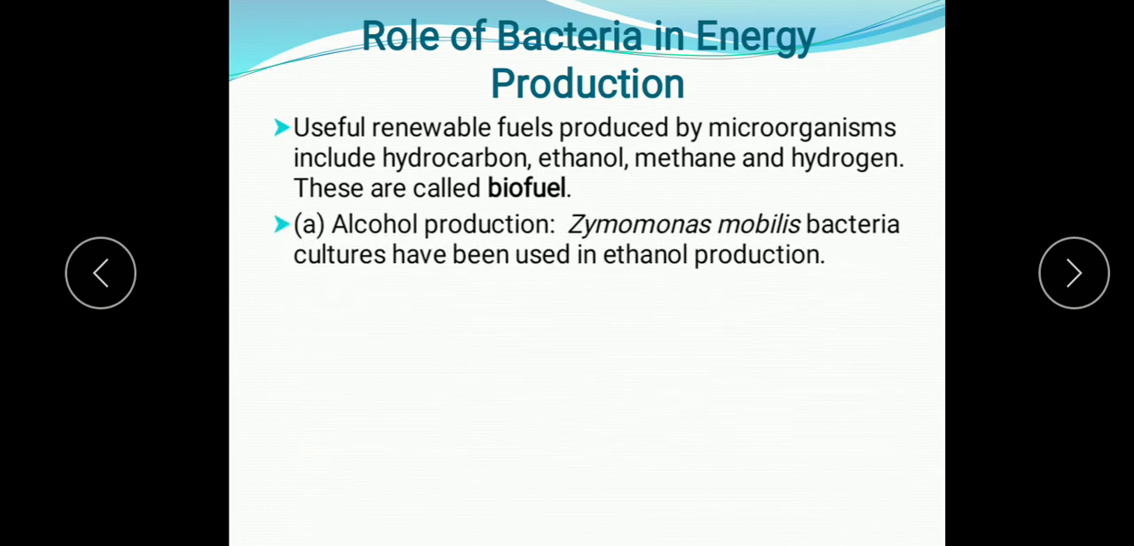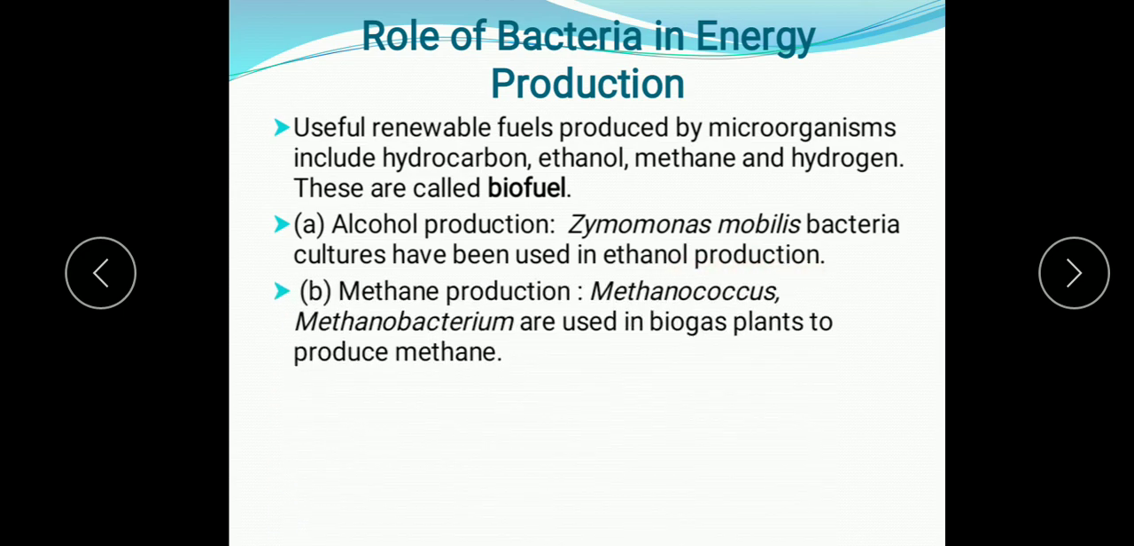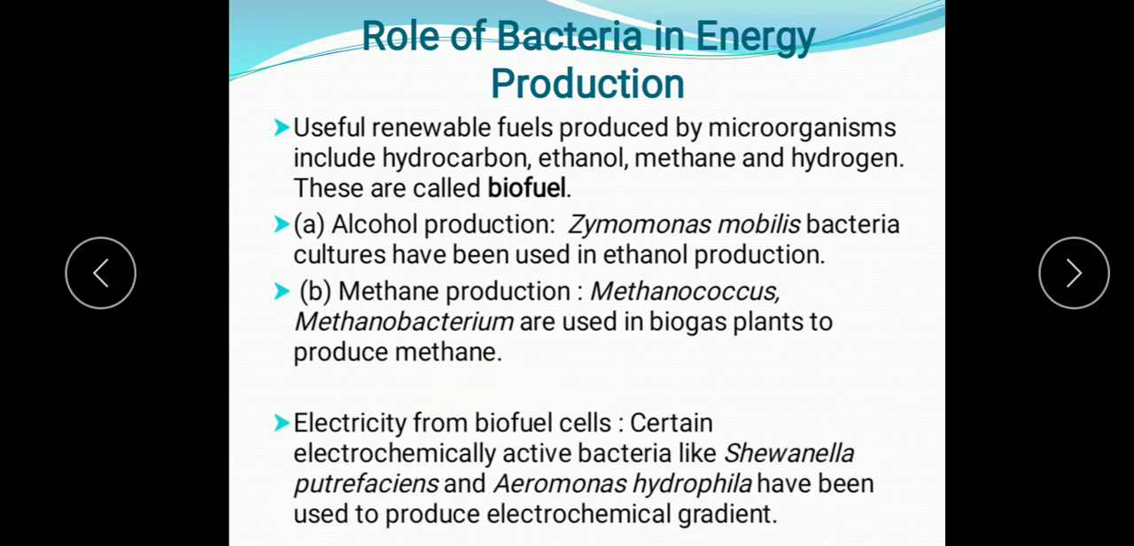Let me see the different biofuels which are produced. Alcohol production: in the production of alcohol, yeast cultures have been most extensively used to produce ethanol, and the bacterial species Zymomonas mobilis has also been used in ethanol production. Then methane, another biofuel. Efficient generation of methane can be achieved by using methanogenic bacteria, Methanococcus and Methanobacterium. These are regularly used in biogas plants.